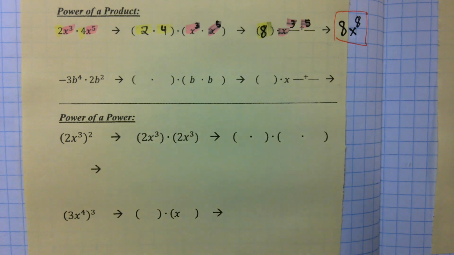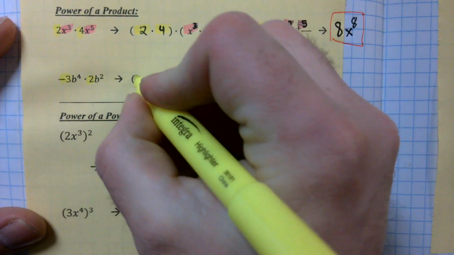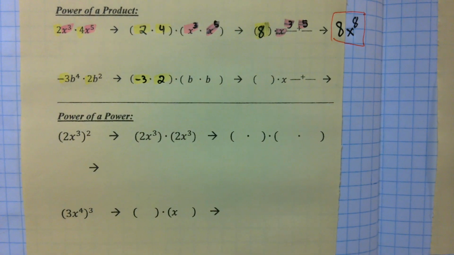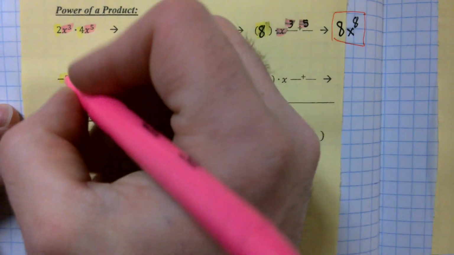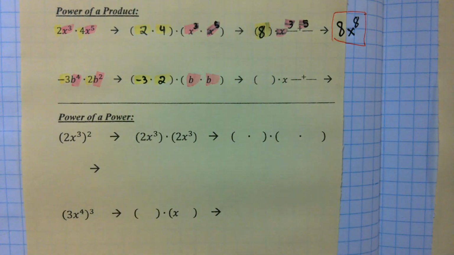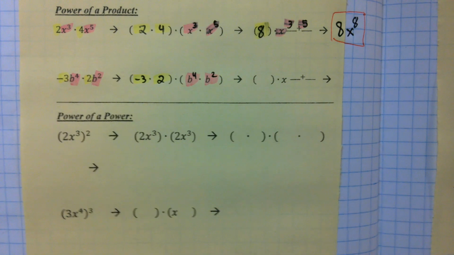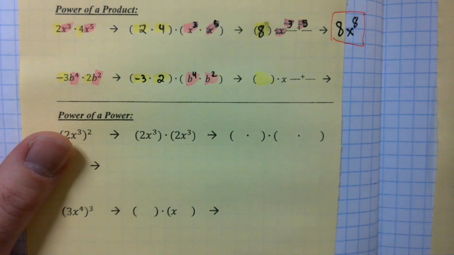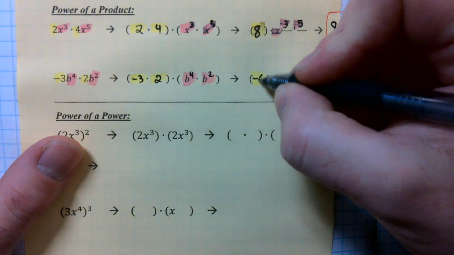All right, what are my coefficients here in the second problem? Negative 3 and 2. I'm going to bring those out in front so I can multiply them. And then I got my base b. What are the powers of my bases b? 4 and 2. All right. So my new coefficient, negative 3 times 2, becomes what? Negative 6. There we go.